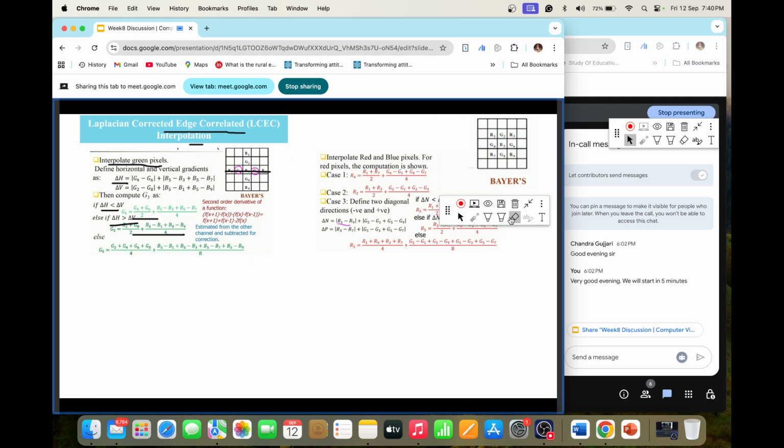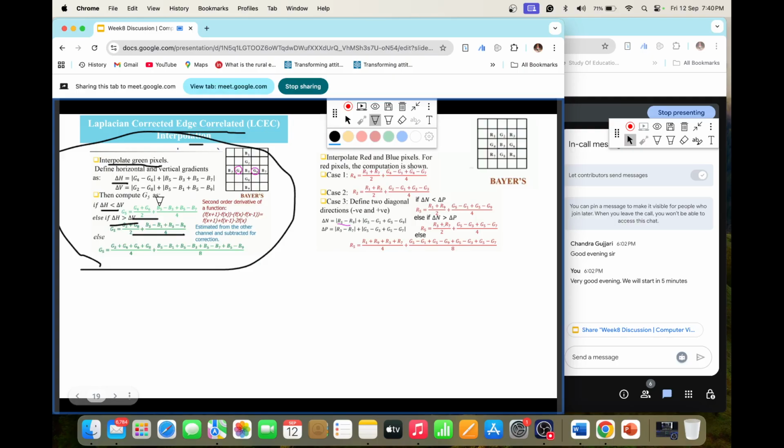Let me erase it for your better visibility. So this line. How can you calculate it? G5 will be given by (G4 + G6) / 2 plus (B5 - B3 + B5 - B7) / 4. Similarly, if delta V is smaller, then you have to focus on this vertical line. And then there is a formula for the red and blue pixel. Questions on that generally don't come, but this is most important: interpolate the green pixel with LCEC. Similarly, to interpolate the red and blue pixel you can see this.